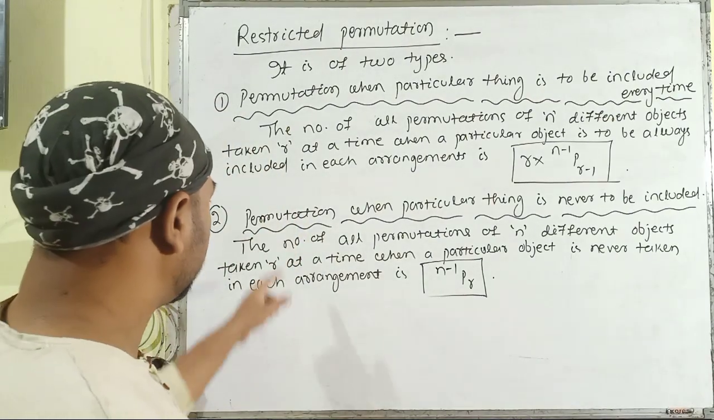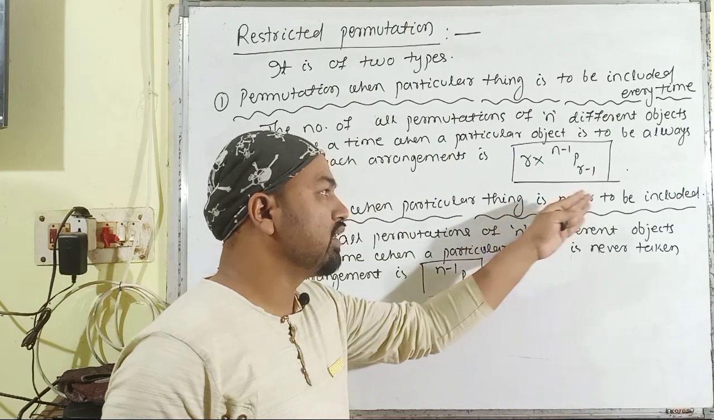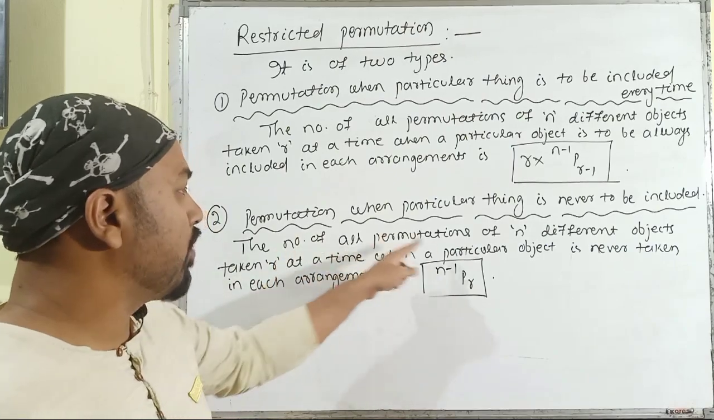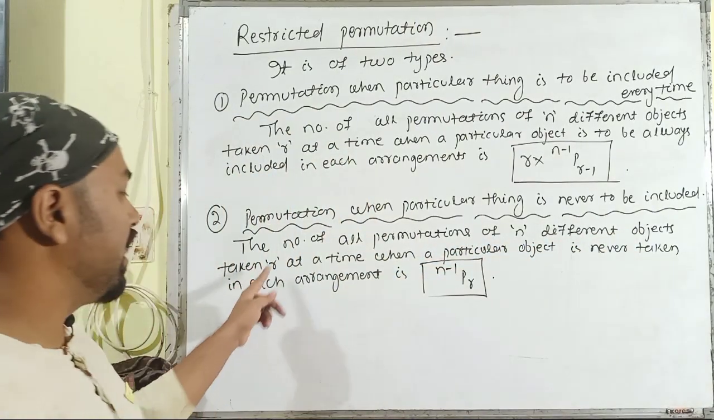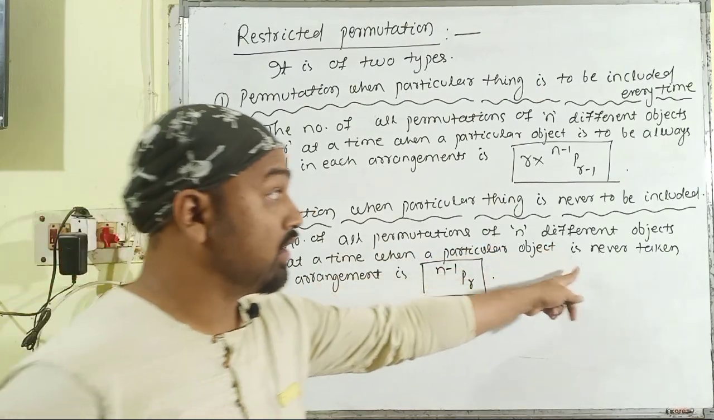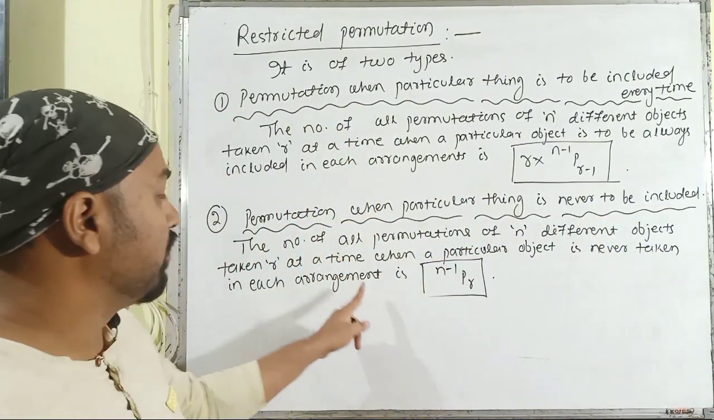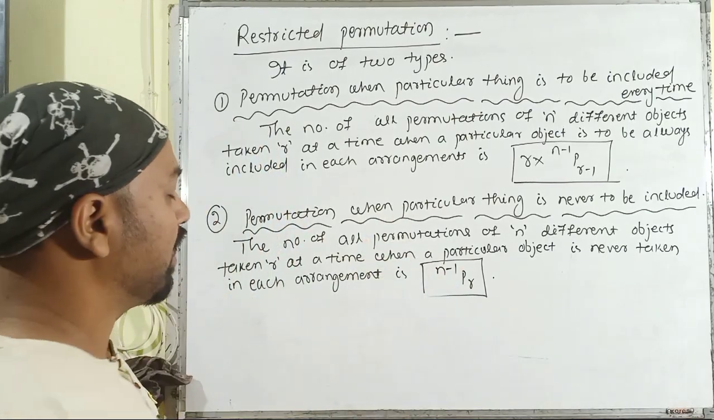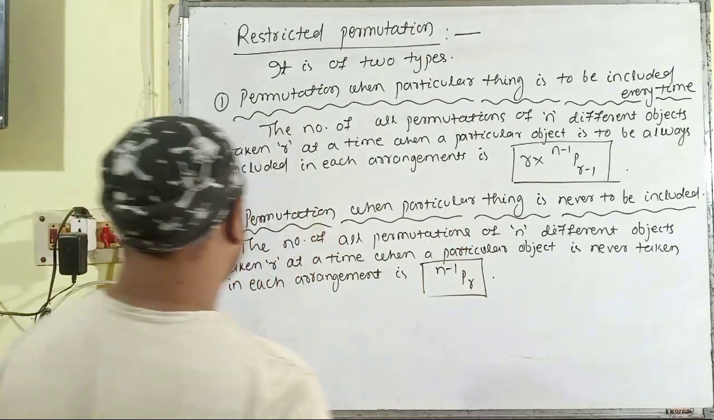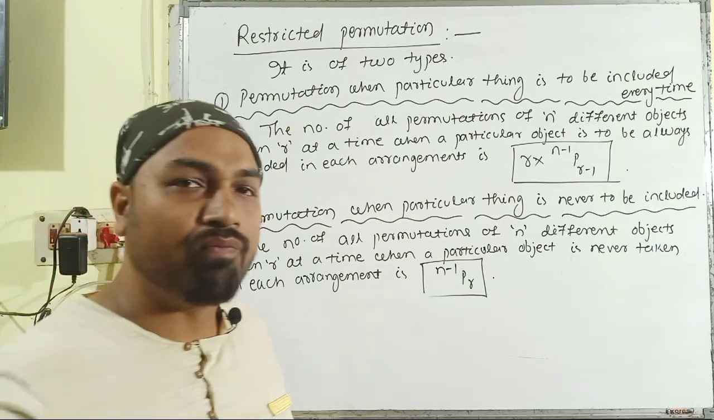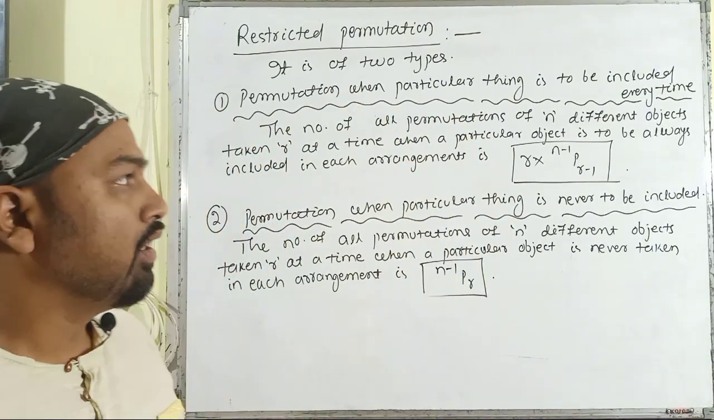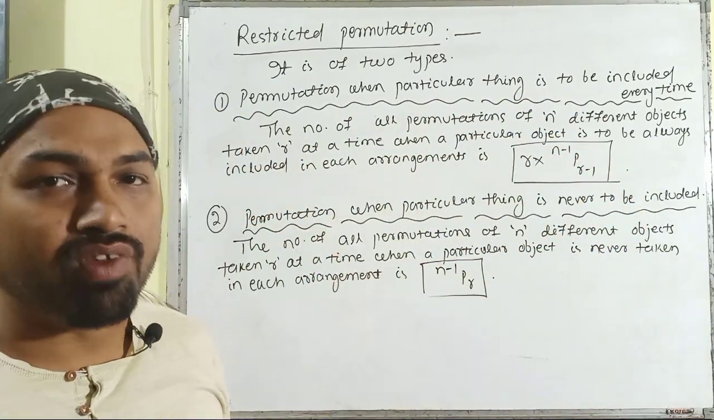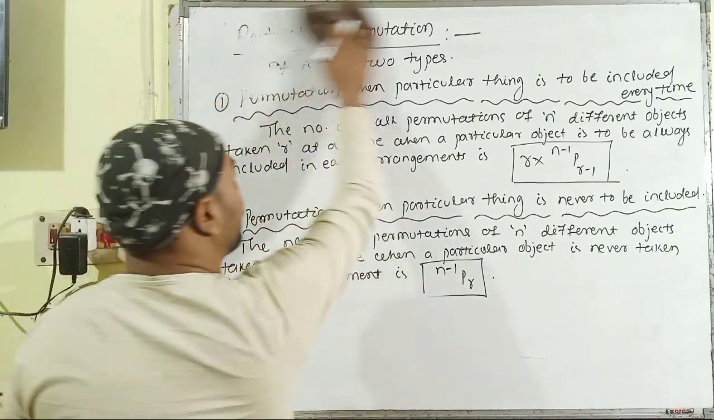Similarly, in the second part, permutation when a particular thing is never to be included, that means it is avoided each and every time. The number of all permutations of n different objects taken r at a time, when a particular object is never taken in each arrangement, is given by the permutation of n minus 1 taking r at a time, that means n minus 1 P r. So let us discuss one example based on both of the cases, an object which is included every time and an object which is never included in the permutation.